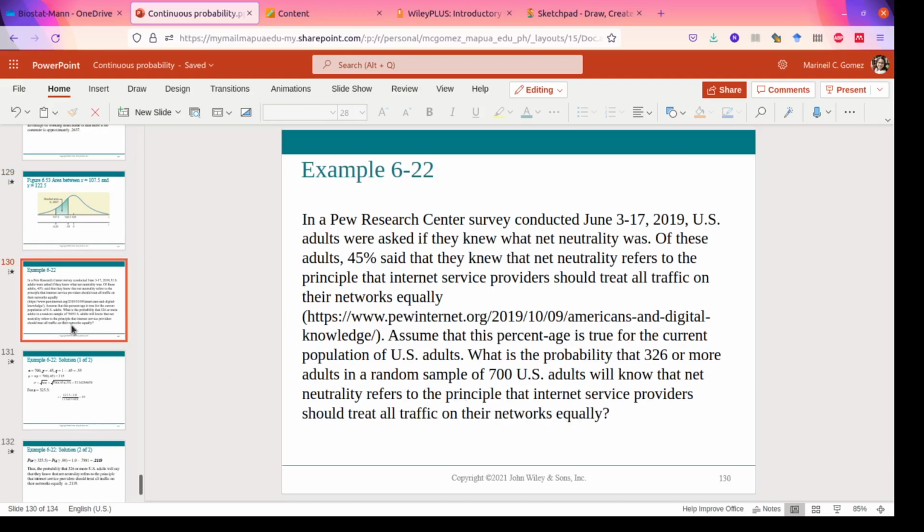So let's look at another example. In a Pew Research Center survey conducted June 3 to 17, 2019, US adults were asked if they knew what net neutrality was. Of these adults, 45% know that net neutrality refers to the principle that internet service providers should treat all traffic on their networks equally. So what's the probability that 326 or more adults in a random sample of 700 US adults will know what net neutrality is?